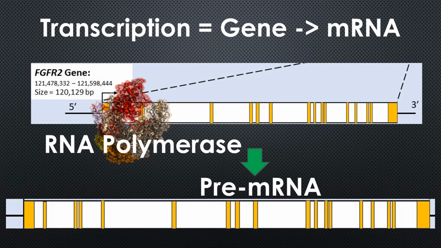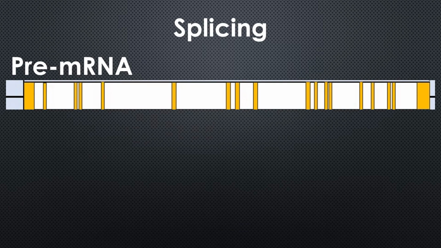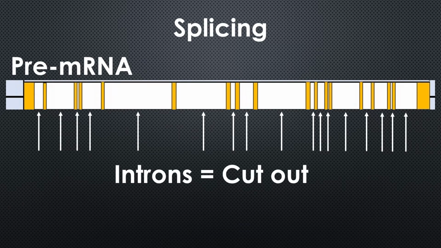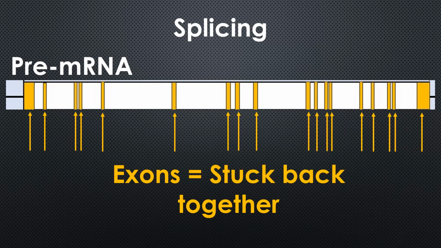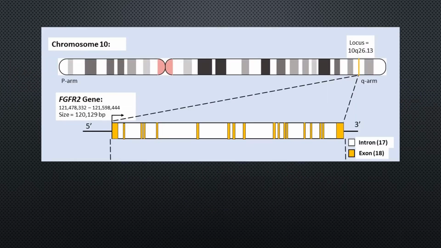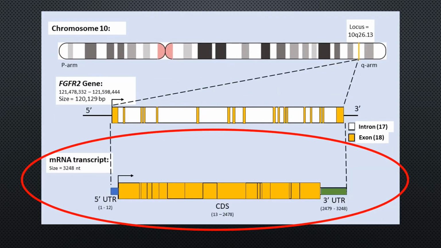Due to a process called splicing, regions of the pre-mRNA called introns are cut out and the remaining pieces called exons are glued back together. The FGFR2 gene contains 17 introns which are cut out during splicing and 18 exons which are glued back together. This is the resulting mRNA for the FGFR2 gene. It is worth noting that mRNA does not contain the T-base thymine and instead has a U-base uracil.